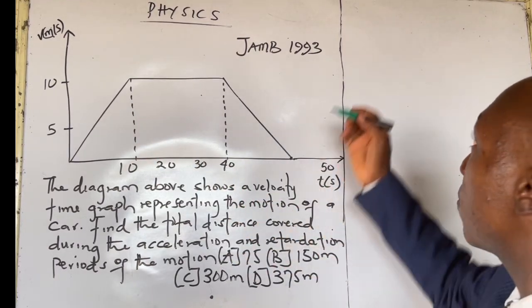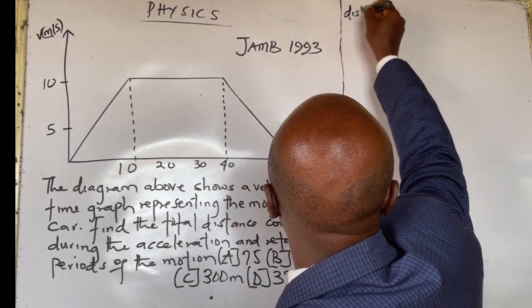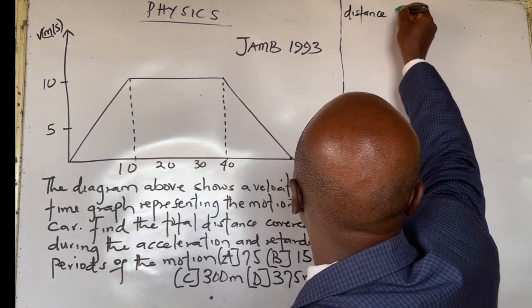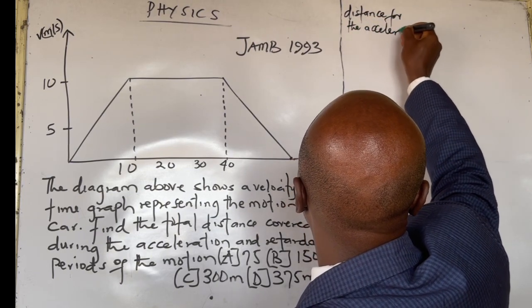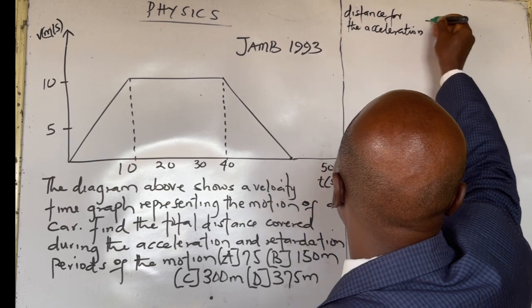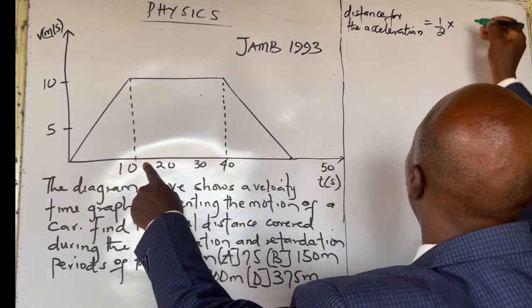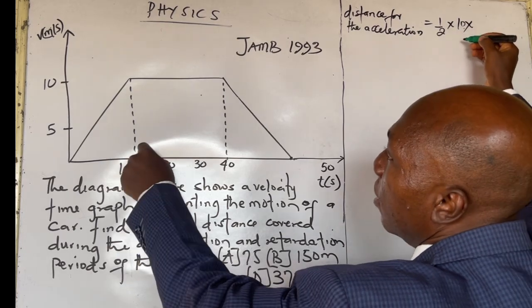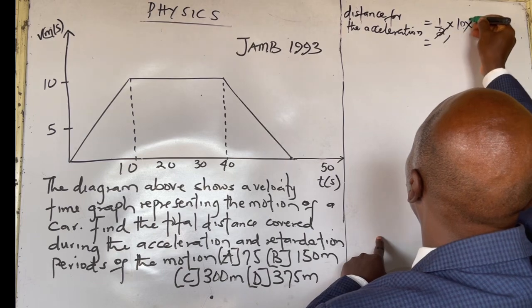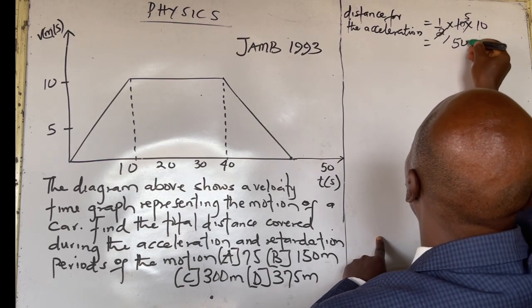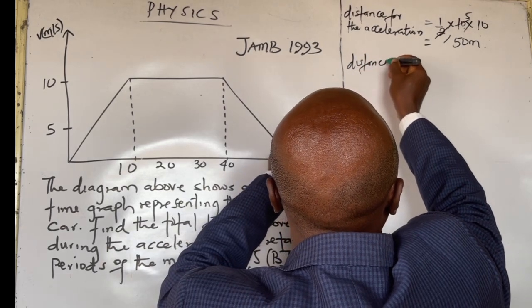So we start. We have distance for the acceleration part is half base times, distance from here to here is 10. Height, distance from here to here, that's 10. So we have 2 here, 1, 2 in 10, 5. So that's 50 meters.